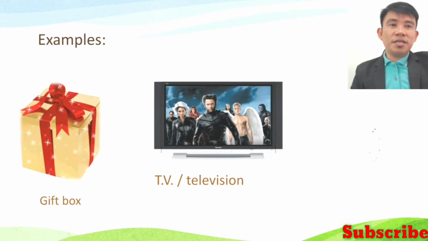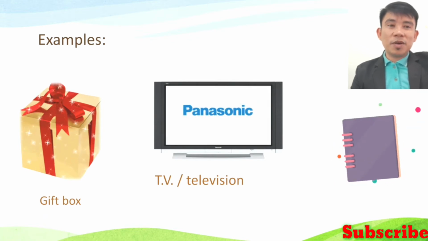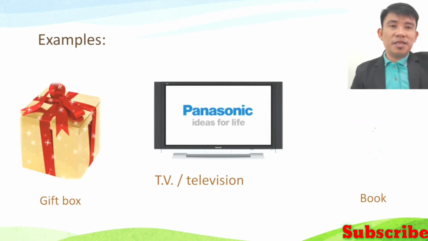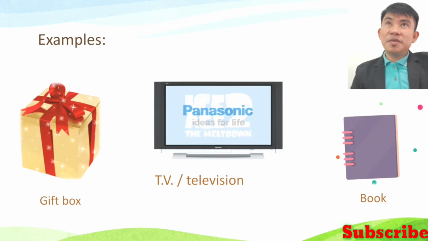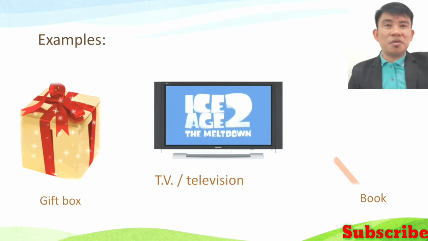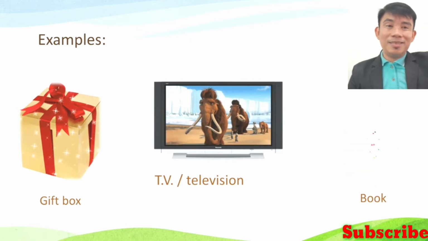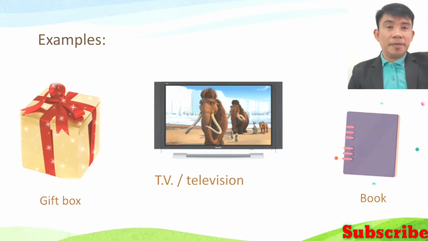And there's another one, a book. The face of the book is a quadrilateral. So that's it: a gift box, a television, a book. There are more examples of a quadrilateral, but I just give you three.